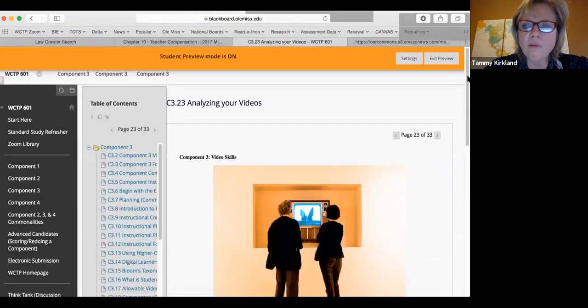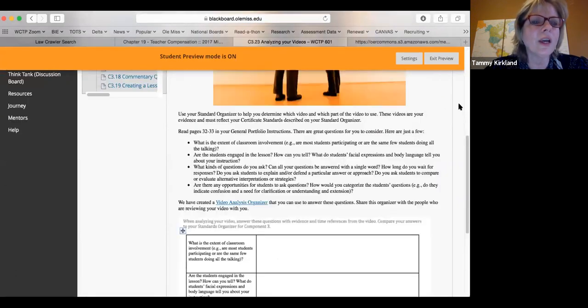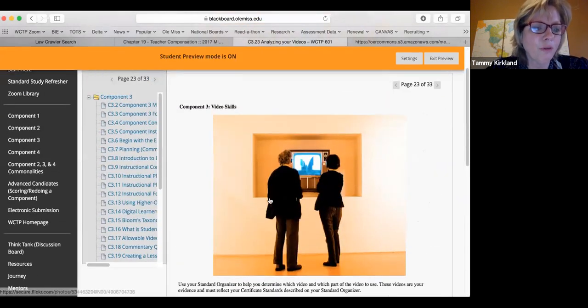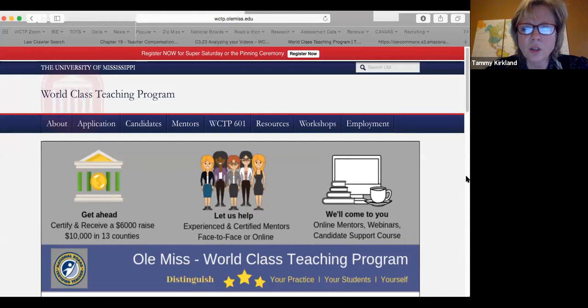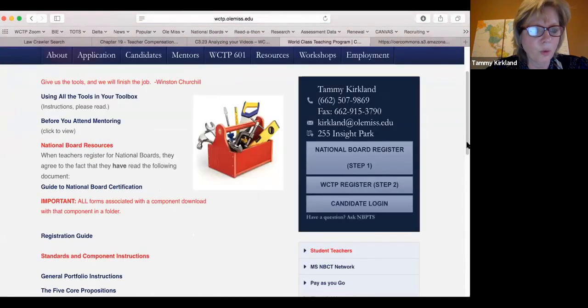And all of this, if you will look in your general portfolio instructions, your general portfolio instructions also has, if you go to the home page and to our toolbox, you'll see we have the general portfolio instructions.